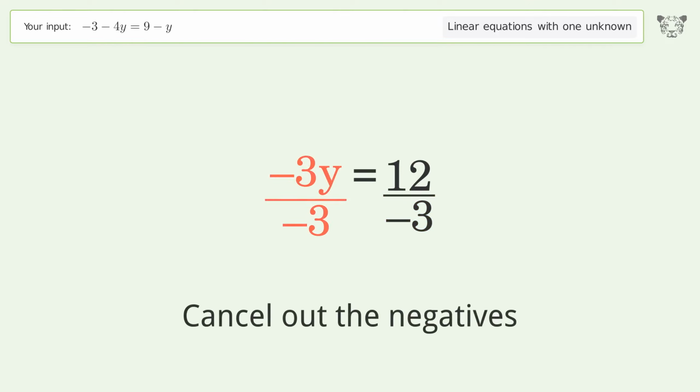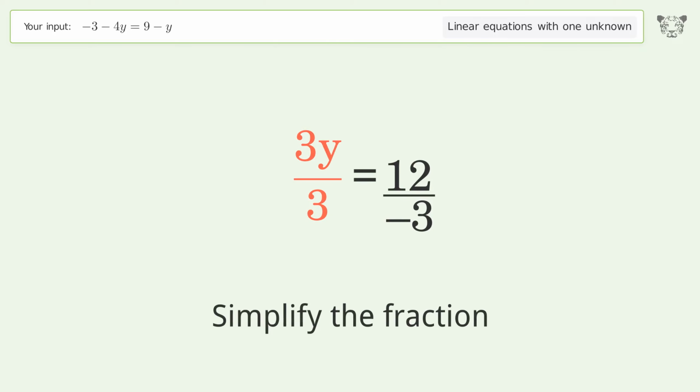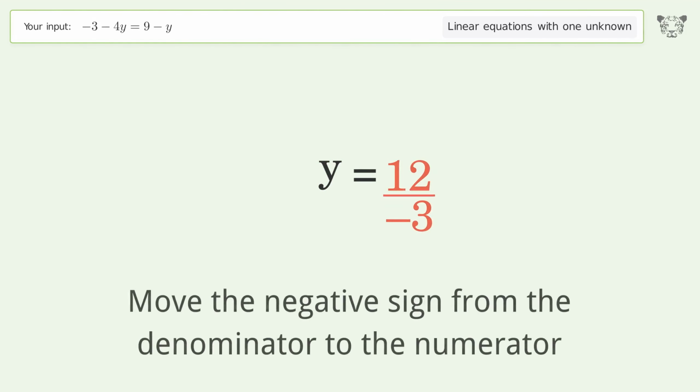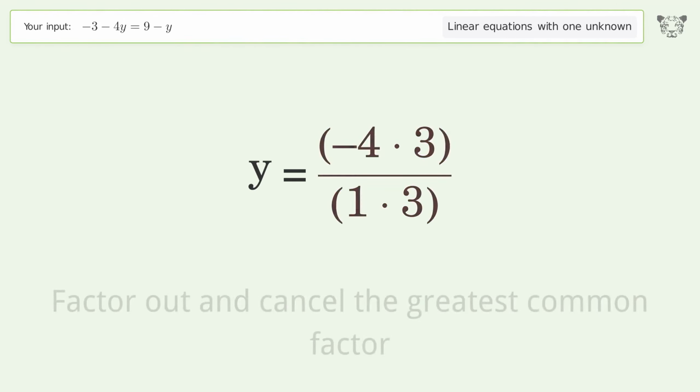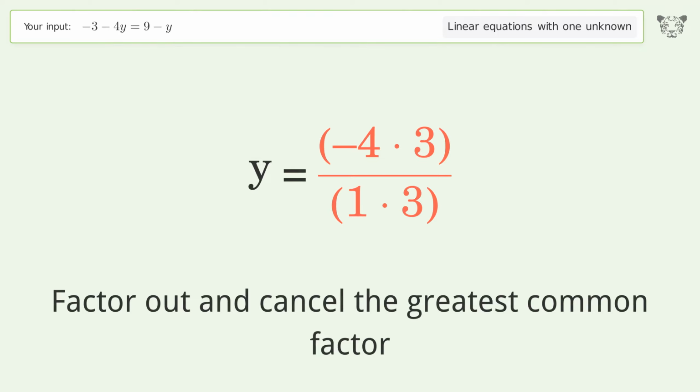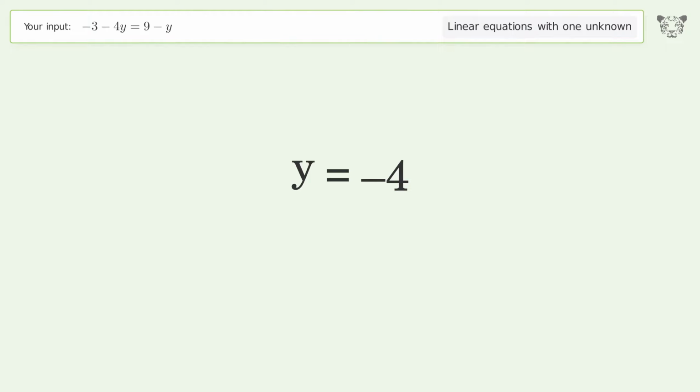Cancel out the negatives. Simplify the fraction. Move the negative sign from the denominator to the numerator. Find the greatest common factor of the numerator and denominator. Factor out and cancel the greatest common factor. And so the final result is y equals -4.